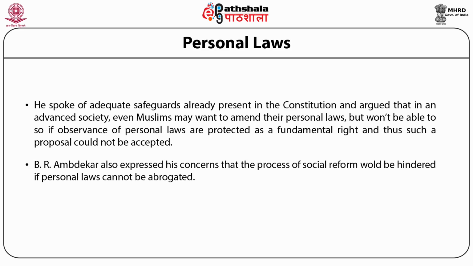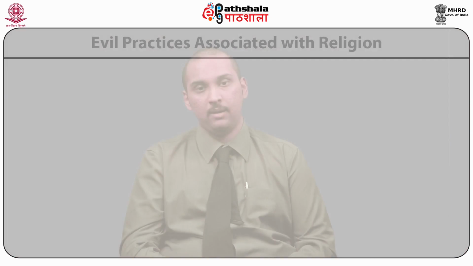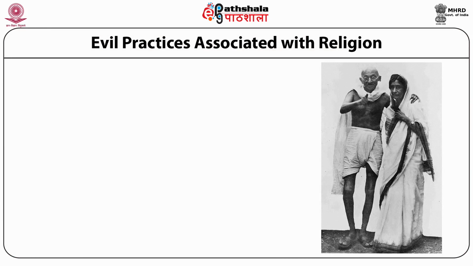Now, B.R. Ambedkar, perhaps the principal architect of the Constitution, also expressed his concerns that the process of social reform would be hindered if personal laws cannot be abrogated. B.R. Ambedkar, belonging to the depressed classes, was acutely aware of the prejudicial nature of many of the Hindu laws and the evils of the caste system, and this is probably what he was alluding to. He also alluded to some of the evil practices associated with religion.